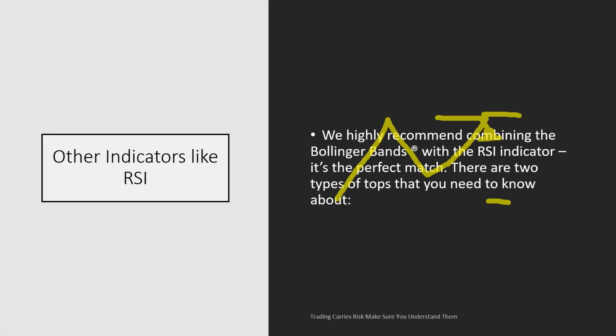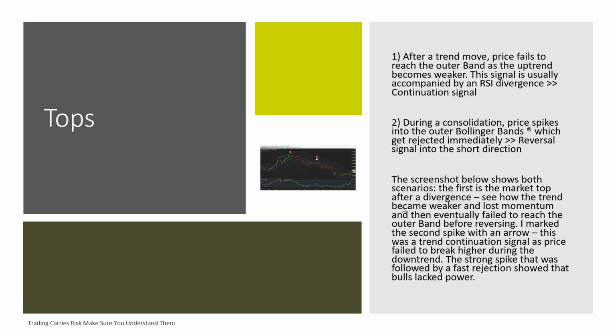Now, we highly recommend combining Bollinger Bands with the RSI indicator because it's a perfect match. Just trading off of that W or that M formation isn't going to give you any guarantee. Well, nothing gives you a guarantee, but you need something to confirm. So the RSI indicator is a very good indicator to work with Bollinger Bands.